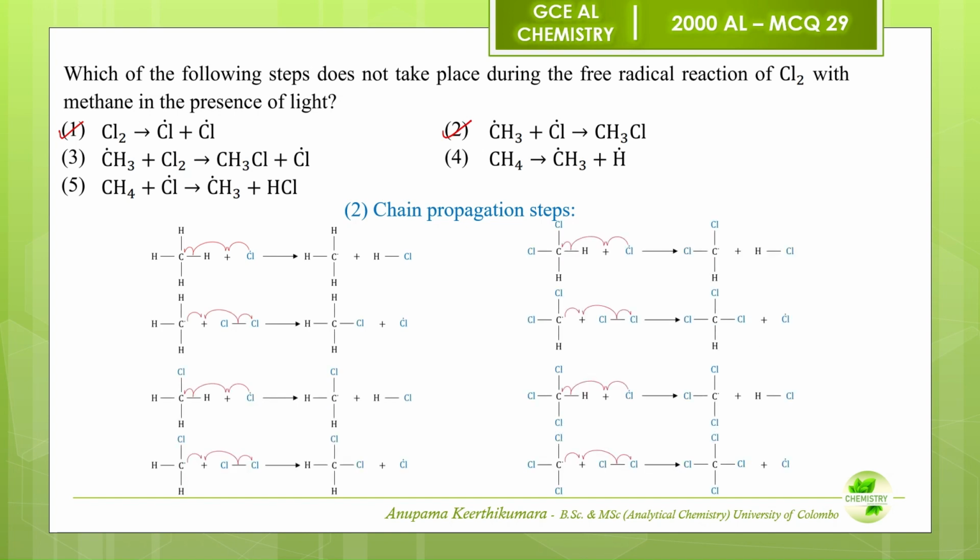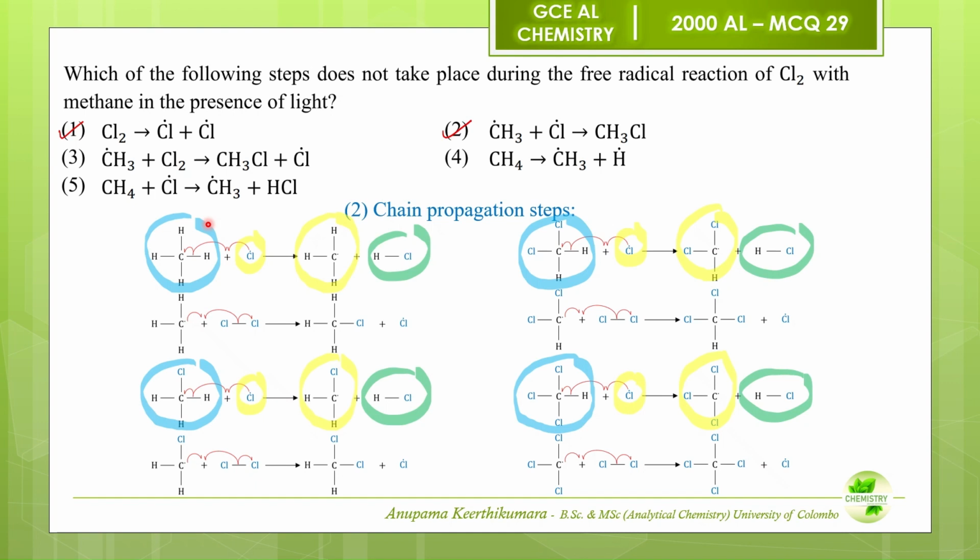Now we can find the correct chain propagation steps. During chain propagation, methane or the produced alkyl halides always react with chlorine free radicals and produce the respective methyl free radicals and HCl. Check number 5. Methane reacts with chlorine free radical and produces methyl free radical and HCl. Therefore, number 5 is correct.